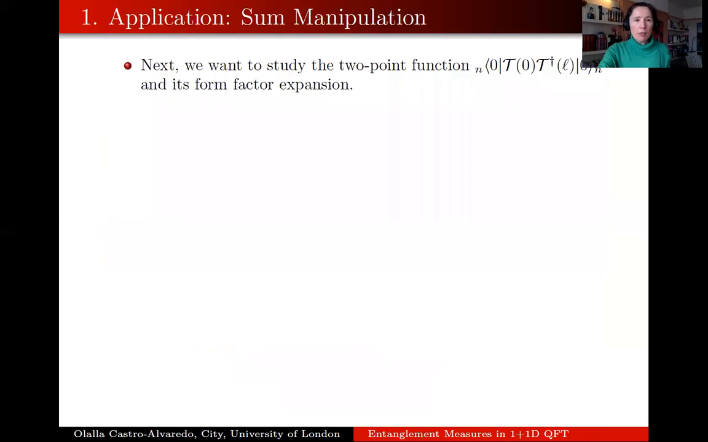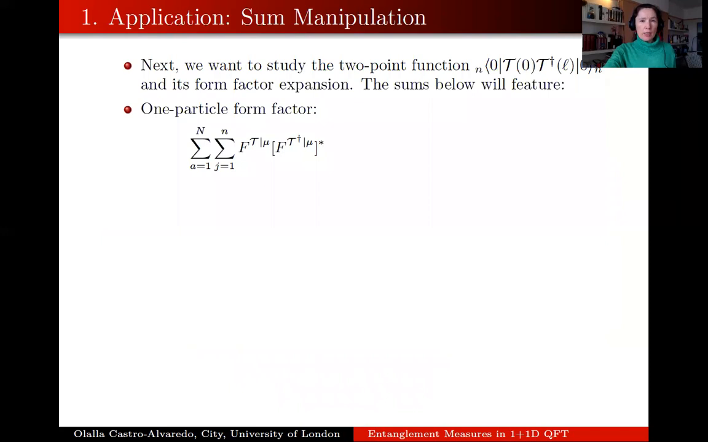So the application that I want to discuss is again about this 2-point function of twist fields on the ground state. Which means computing the Renyi entropy of one interval in massive QFT. Okay, so if we wanted to compute this, what kind of things will be involved? Well, there's going to be a form factor expansion, which is going to involve sums over 1 particle, 2 particle, n particle form factors. So the kind of sums that are going to feature, especially for 1 and 2 particle form factors, will be the ones I'm going to show you right now.